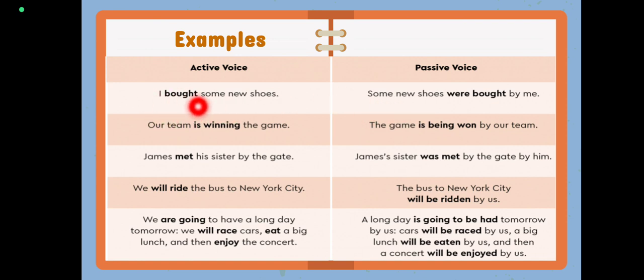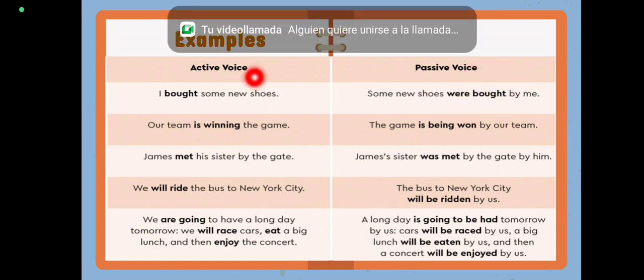For example, I bought some new shoes. So, what's the object here? New shoes. Some new shoes. So, some new shoes comes to the first position. After that, we use were, because this is past simple. So we use the past of the verb be, were, and after that we use the past participle, bought, which is the same, bought and bought. And at the end we use the subject, by me. Is that clear?